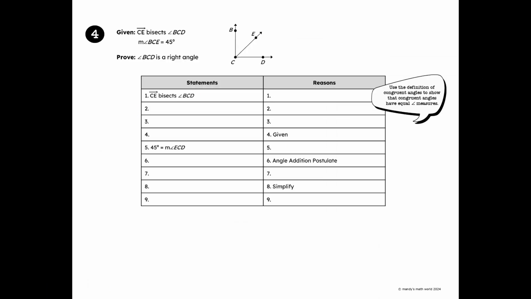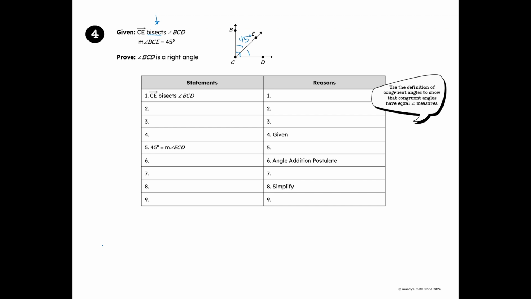All right, let's move on to our last and final example. There's a lot of steps here, so let's get started. We are given that ray CE bisects angle BCD. Okay, so I know these two angles are congruent. I mean, obviously I have to prove it. We're given a vocabulary term. We're probably going to have to define it. We're also given that the measure of angle BCE is 45 degrees. Okay, we're asked to prove that angle BCD is a right angle.